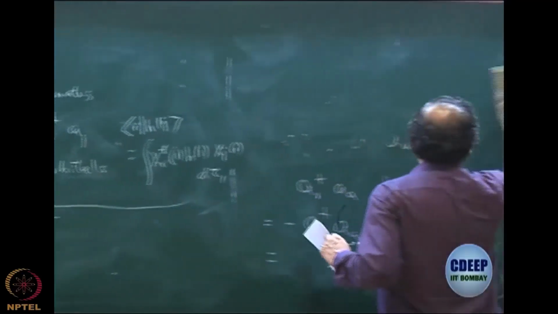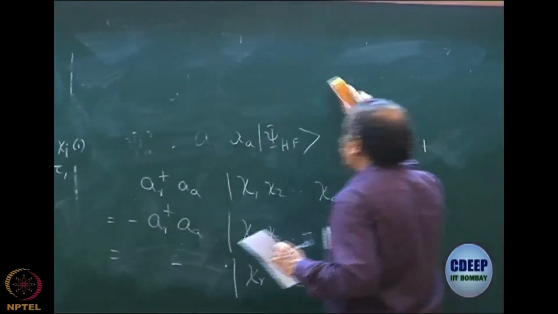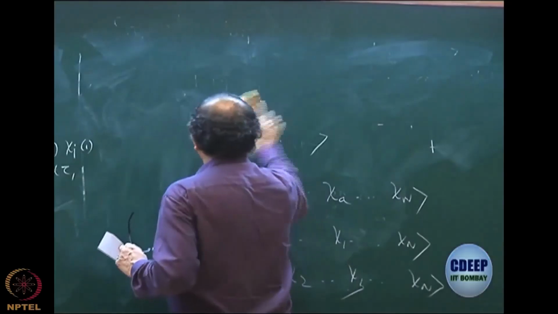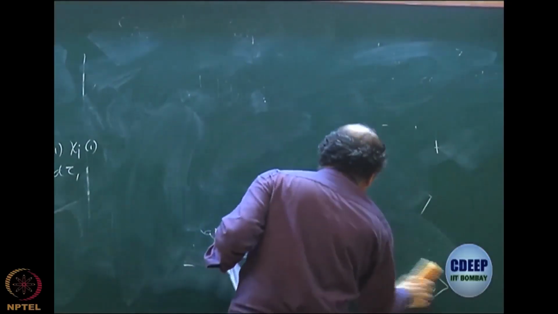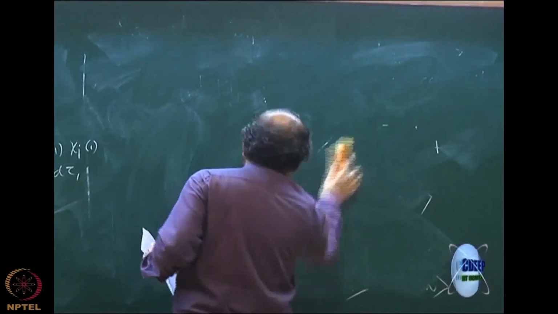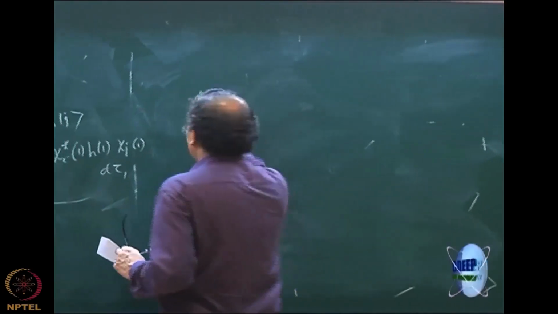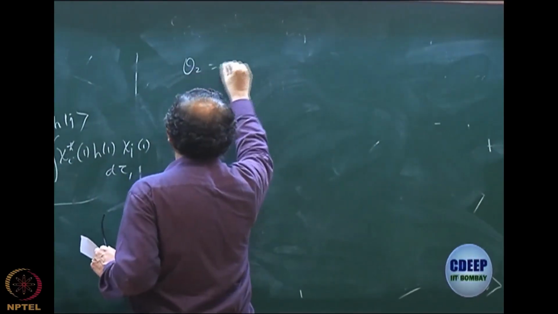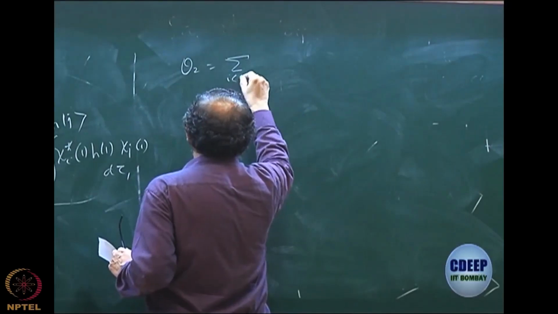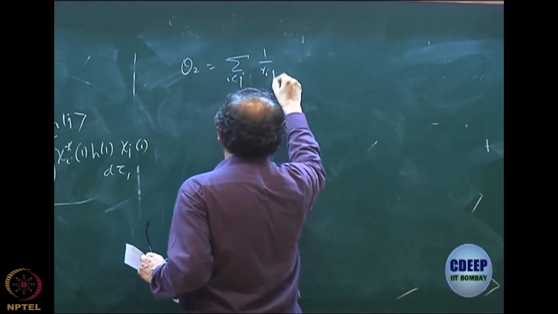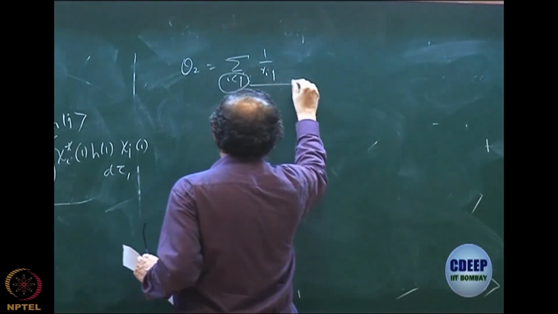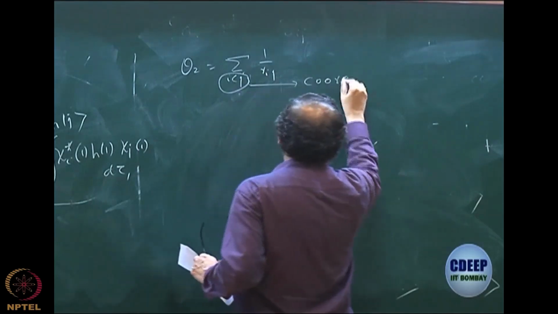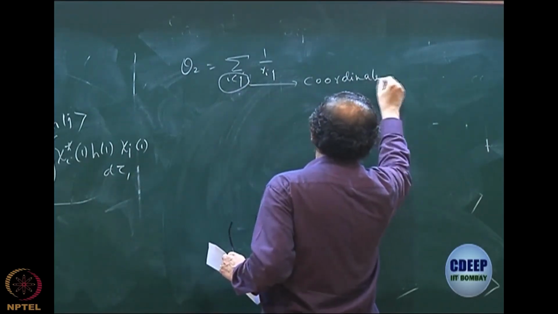The second one is theta 2, which is the two-electron operator. So what is theta 2? It is the sum of 1 by R_ij, and again exactly the same thing. So theta 2 in first quantization is the sum over i less than j of 1 by R_ij. Again I am using atomic units. So these are now coordinates. This is in first quantization.